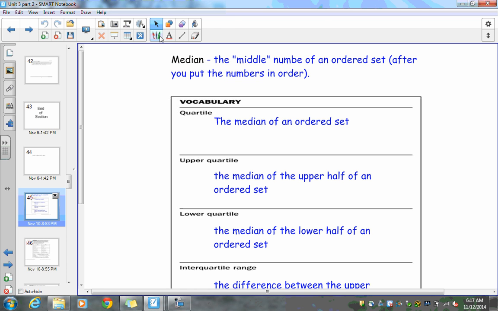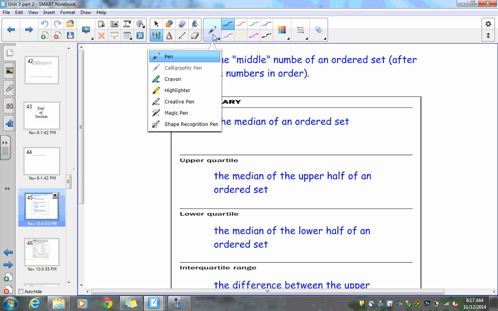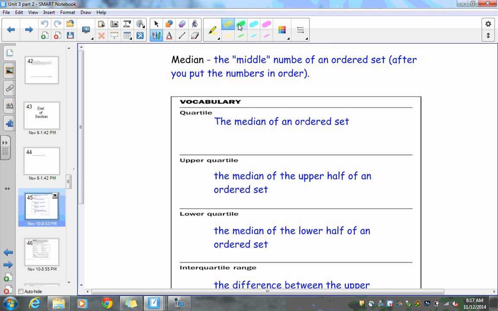Now, one thing I want to bring to your attention is this right here: after you put the numbers in order. In this section you're going to be given a whole bunch of numbers. Make sure you put them in order. Even if you're not trying to find the median, it's going to help you out a lot.